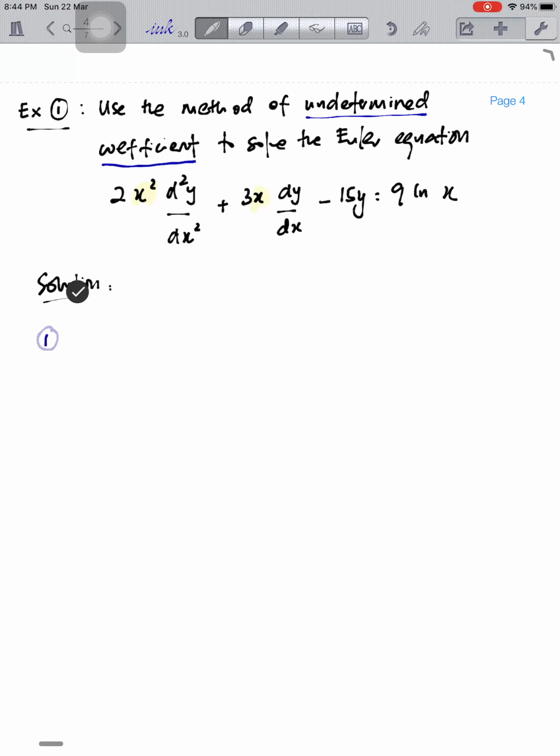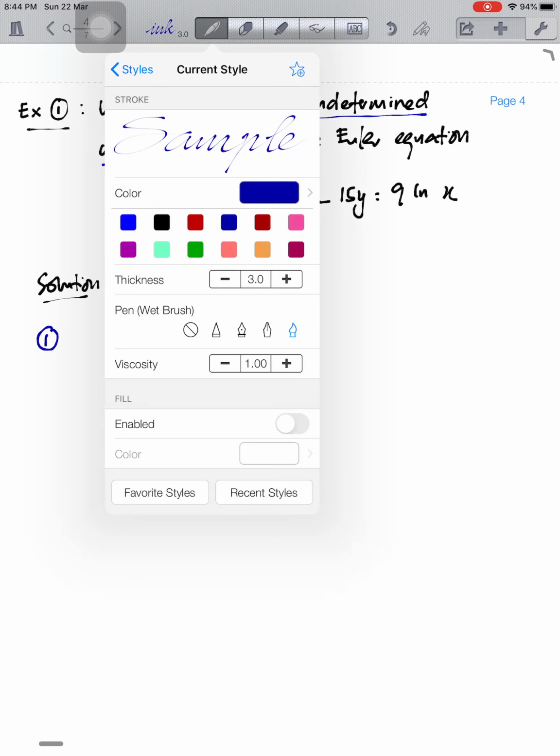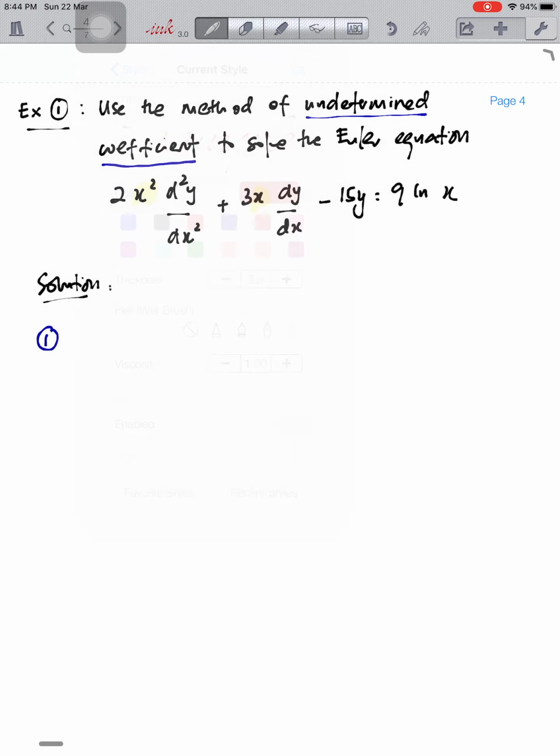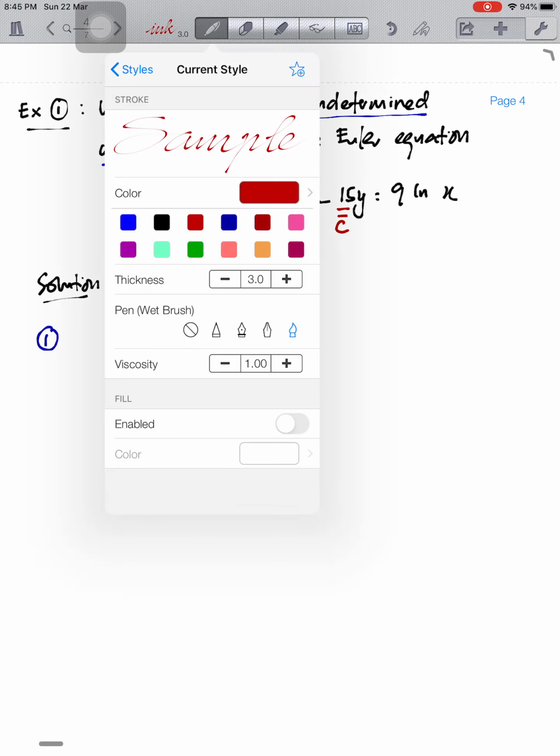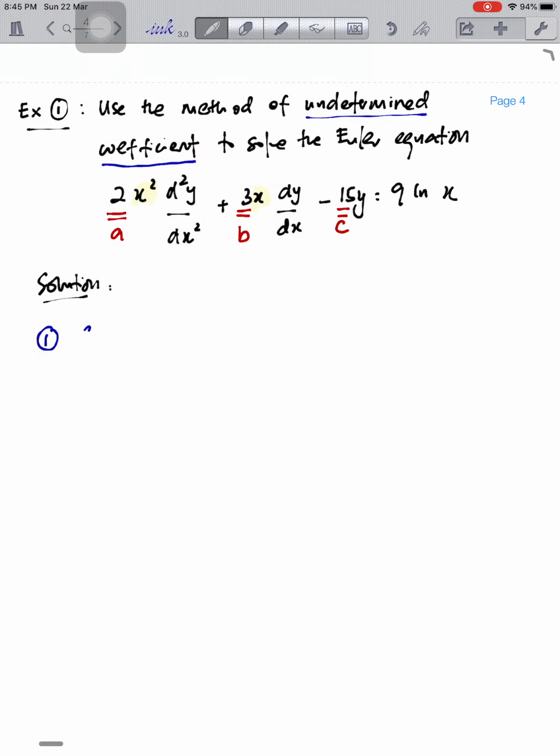If you remember, the first step is to identify the values of a, b, and c. So how do we identify them? The number in front of x squared is going to be your a value. The number right in front of x to the power of 1 is your b value. And here this is going to be the c value. So now all you have to do is write down that a equals 2, b equals 3, and c equals negative 15. Don't miss out the negative. So that's the coefficient of y.